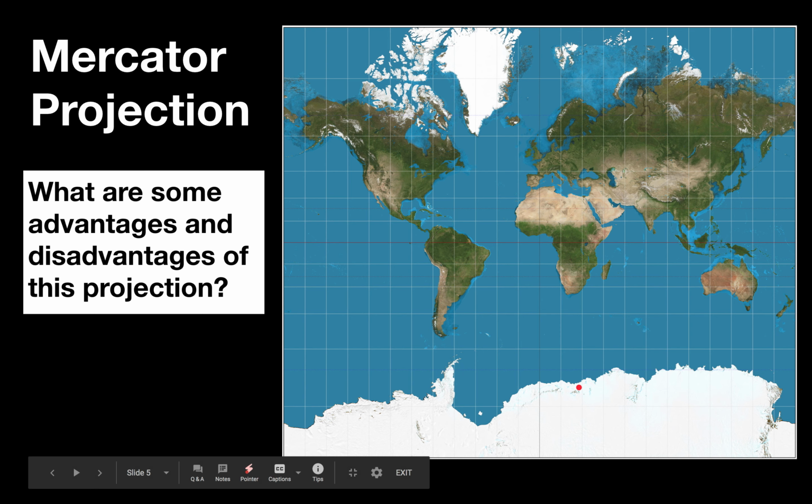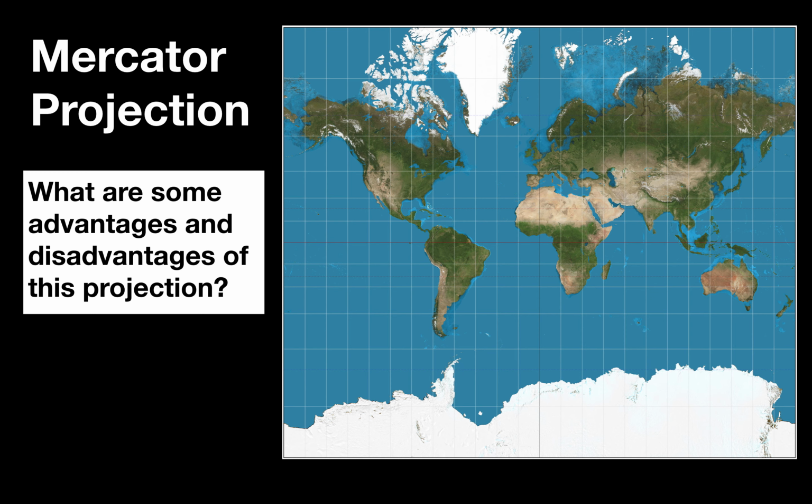So what are some advantages and disadvantages of this projection? This is called the Mercator projection. Think about it for a second. You may know already about some advantages. Why would they make it like this? Mercator, I believe, if I recall, is the person that made this. Why would he make it like this, so distorted up top?